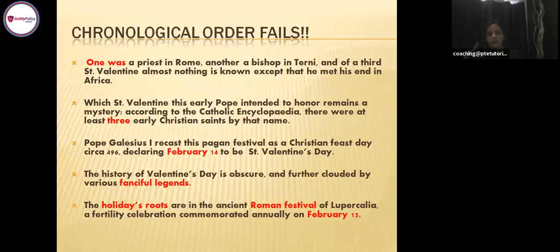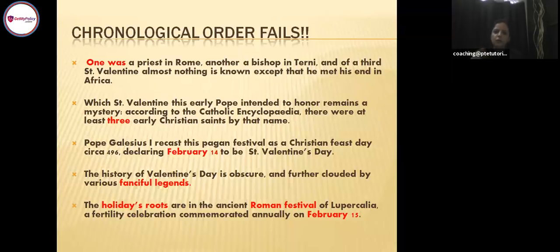Valentine's Day is my theme. And they are telling me the history is obscure and further clouded by various fanciful legends. And what those fanciful legends were, let's see. The holiday's roots are in the ancient Roman festivals of Lupercalia. Okay. Holidays, Valentine is there, holidays are there. The holiday's roots are already there in the ancient Roman festival. And they said it was commemorated annually on February 15. Okay, fine. But February 14, I can also see there.